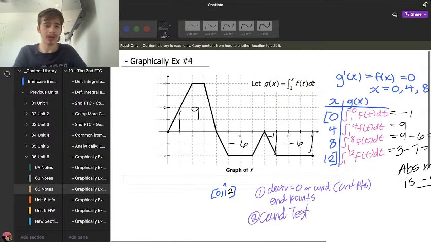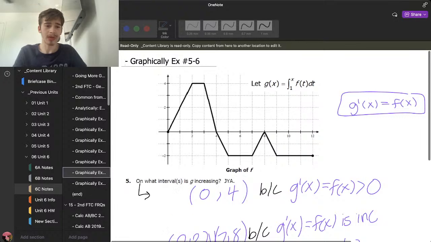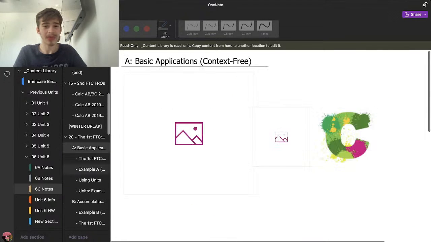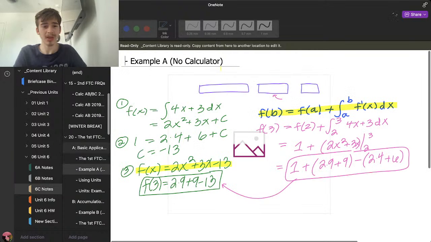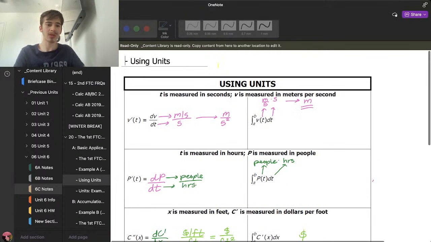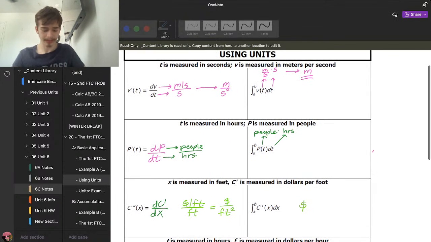Graphically understand your accumulation functions. Second FTC FRQs, easy peasy. First FTC applications, easy peasy. Just use your first fundamental theorem of calculus. Units, not bad.